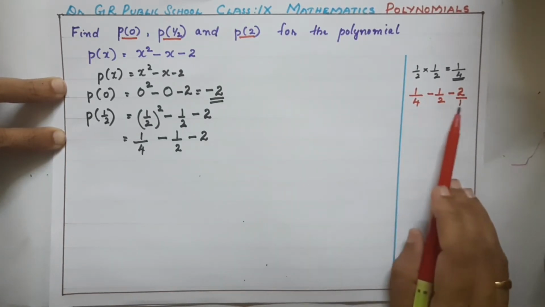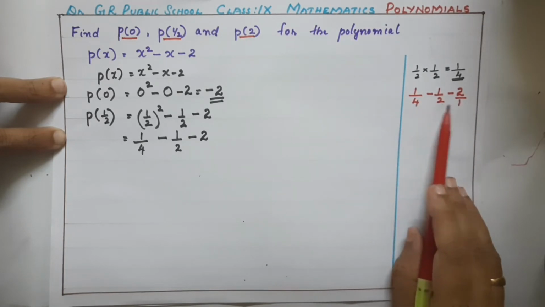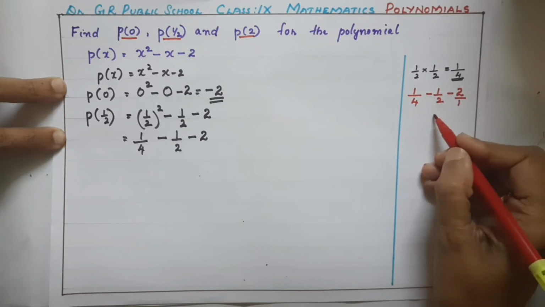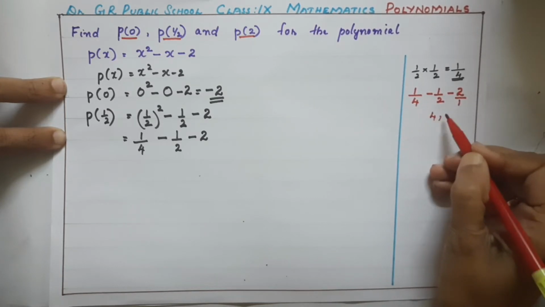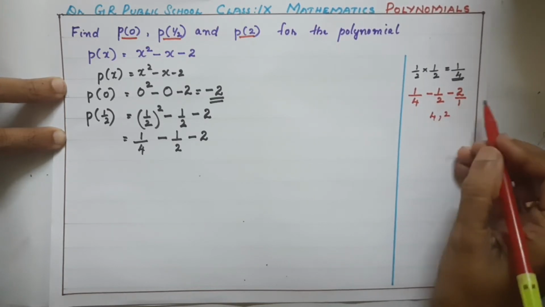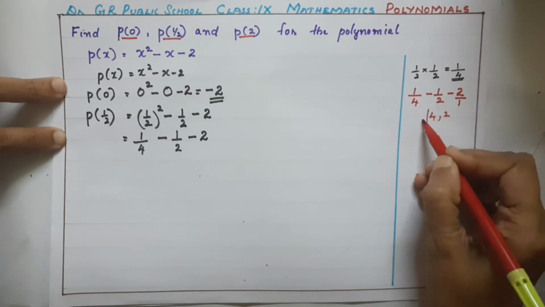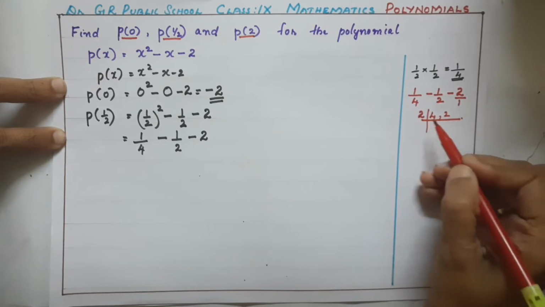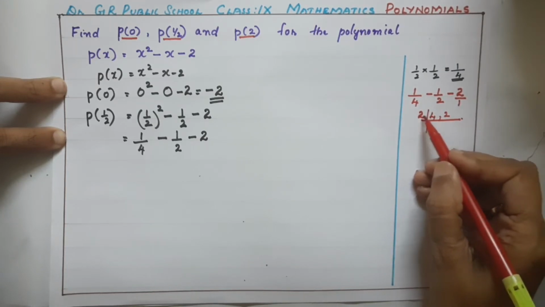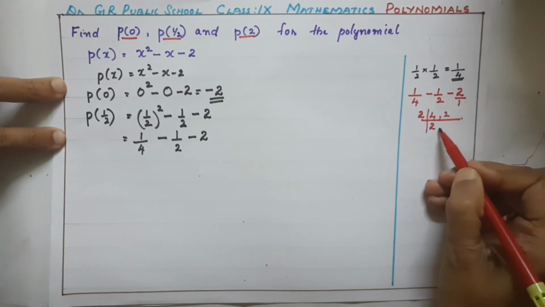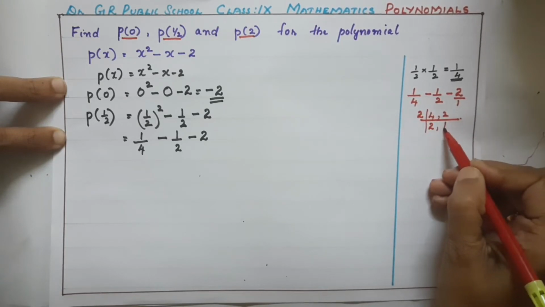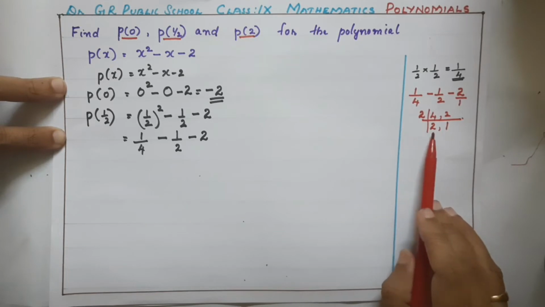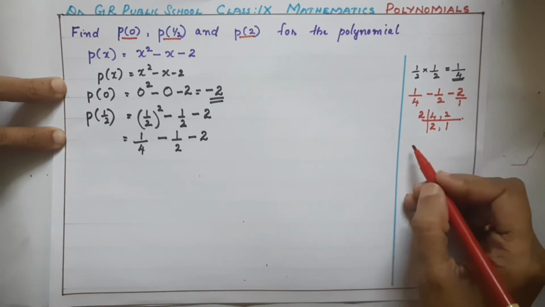Now what are the denominators? 4, 2 and 1. So how will you get the LCM? We have to consider 4, 2 and 1 we can avoid. So LCM how can we get? We can take the common factor 2. And here 4 divided by 2, 2. Then 2 divided by 2, 1. Now we don't have any common factor, so we can stop here. Then what is the LCM?